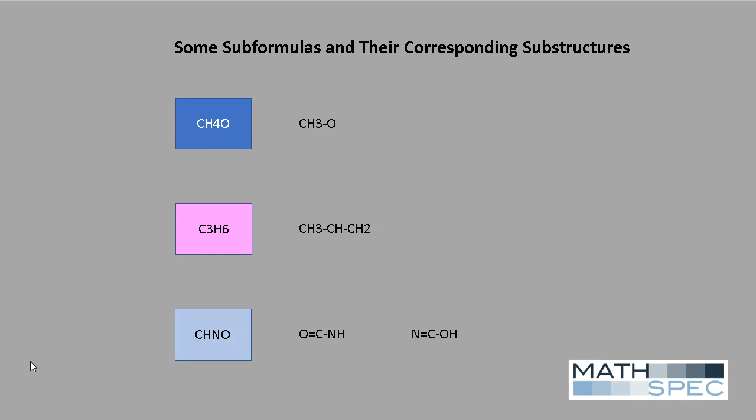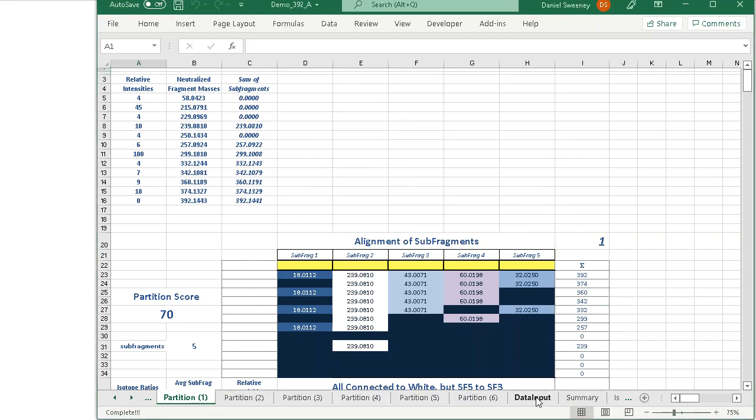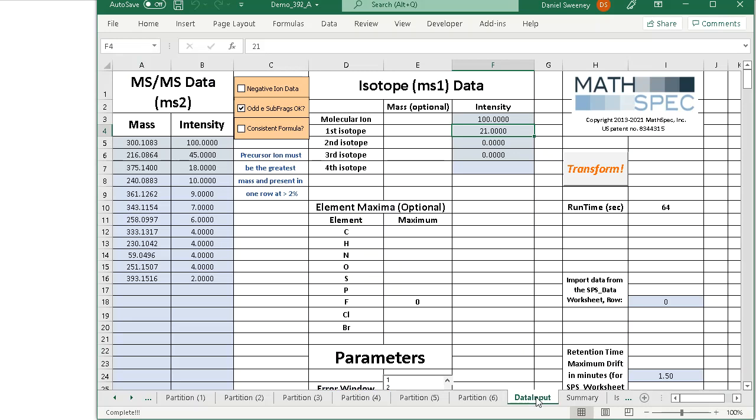Now, some of the smaller subformulas of the molecular structure may correspond to only 1 or 2 corresponding substructures of molecules. We can use these substructures for substructure searching in Pubchem or ChemSpider. We can go over to data input, and we see that it took 64 seconds to do the analysis.